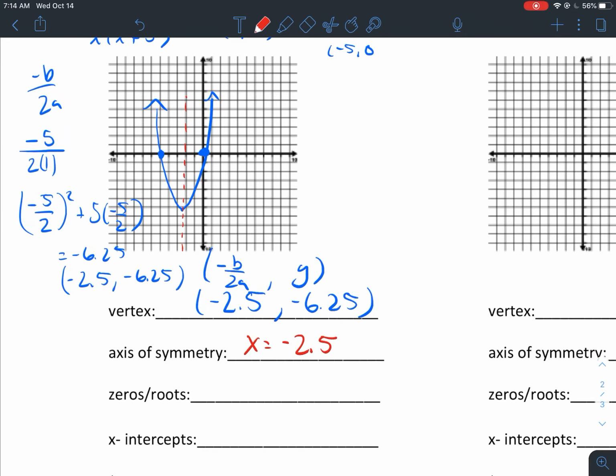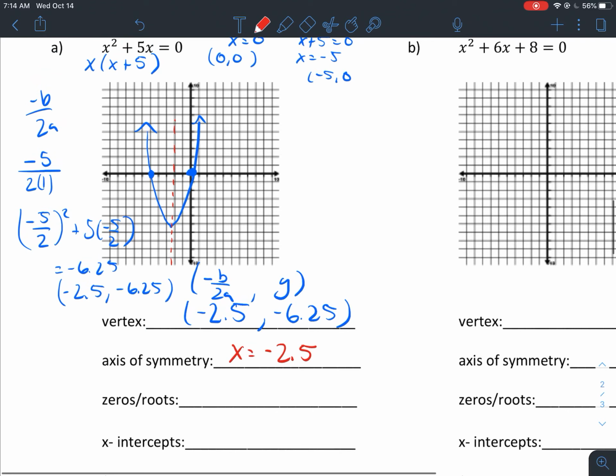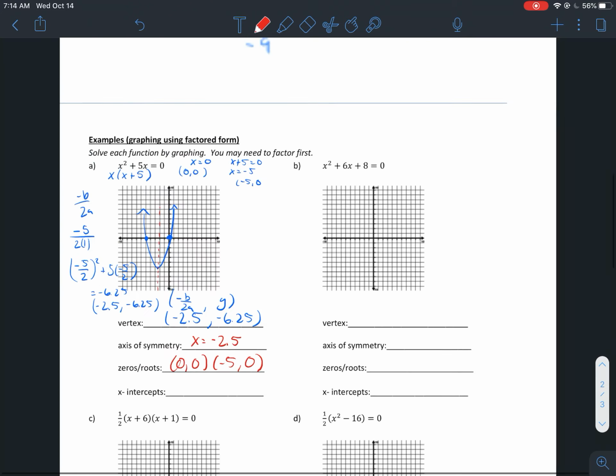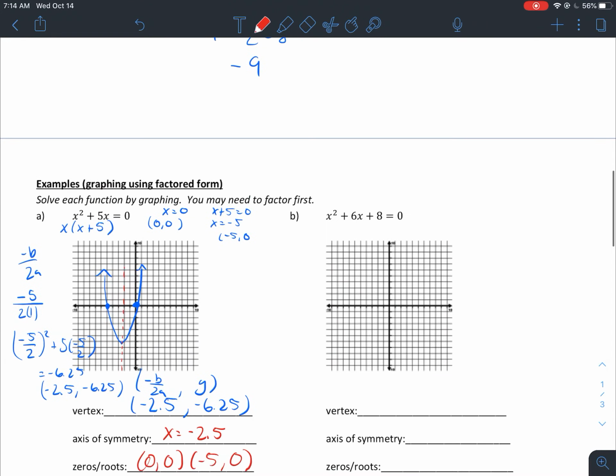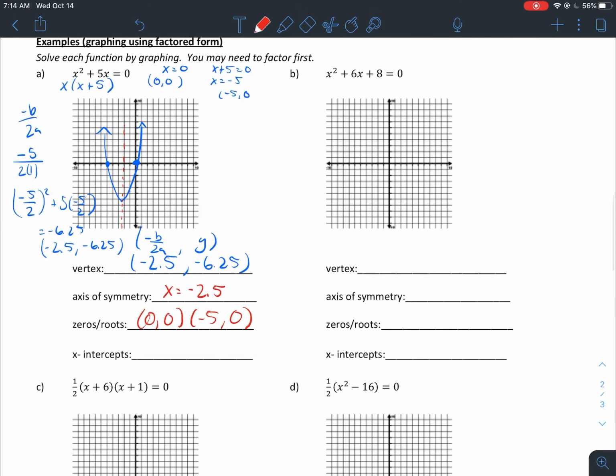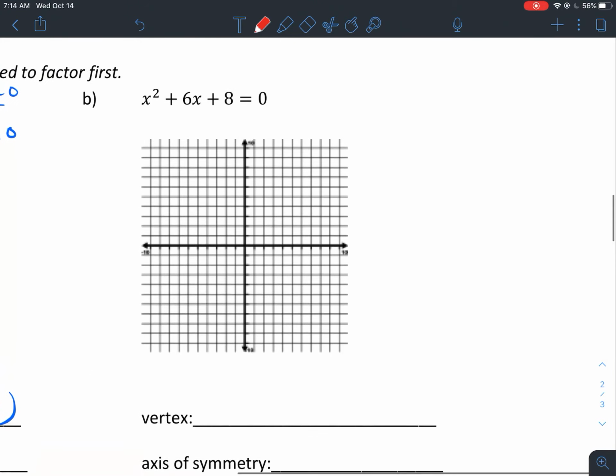All right. The zeros are the roots. That is going to be that 0, 0 and that negative 5, 0. And if you recall from the beginning, solutions, x-intercepts, zeros, and roots mean the same thing. So here it asks for the x-intercept, so it's the same thing, 0, 0 and negative 5, comma 0. All right. Let's go ahead and try the next one.